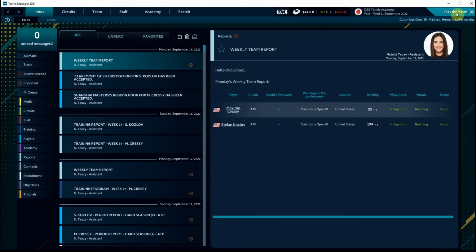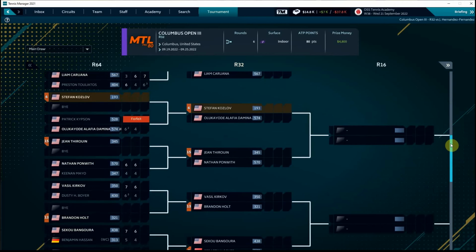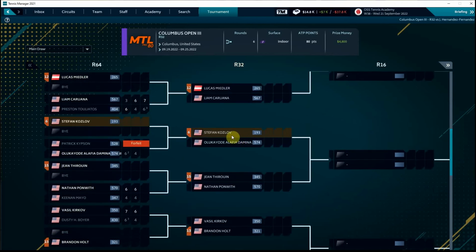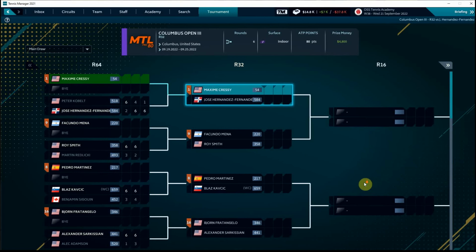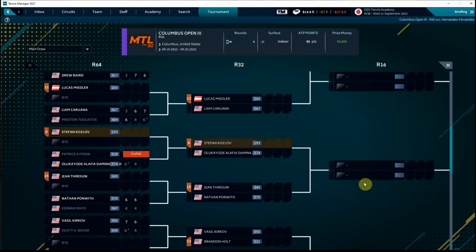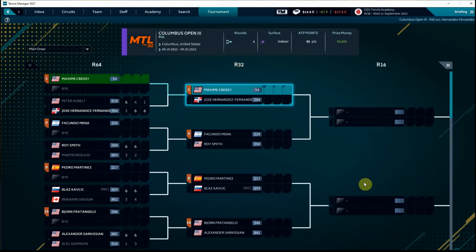And now we'll get a look at the draw to see what things look like. Maxime is the number one seed. Our first match is going to be against the 584th player in the world, Jose Hernandez Fernandez. And Stefan is actually the sixth seed. So he's going to be facing Olukayode Alafia Damina, 574th ranked player in the world. So going to be interesting to see how this tournament goes. Looks like we would potentially be meeting one another in the semifinals if everything went our way. But a long way to go until we get to that point.